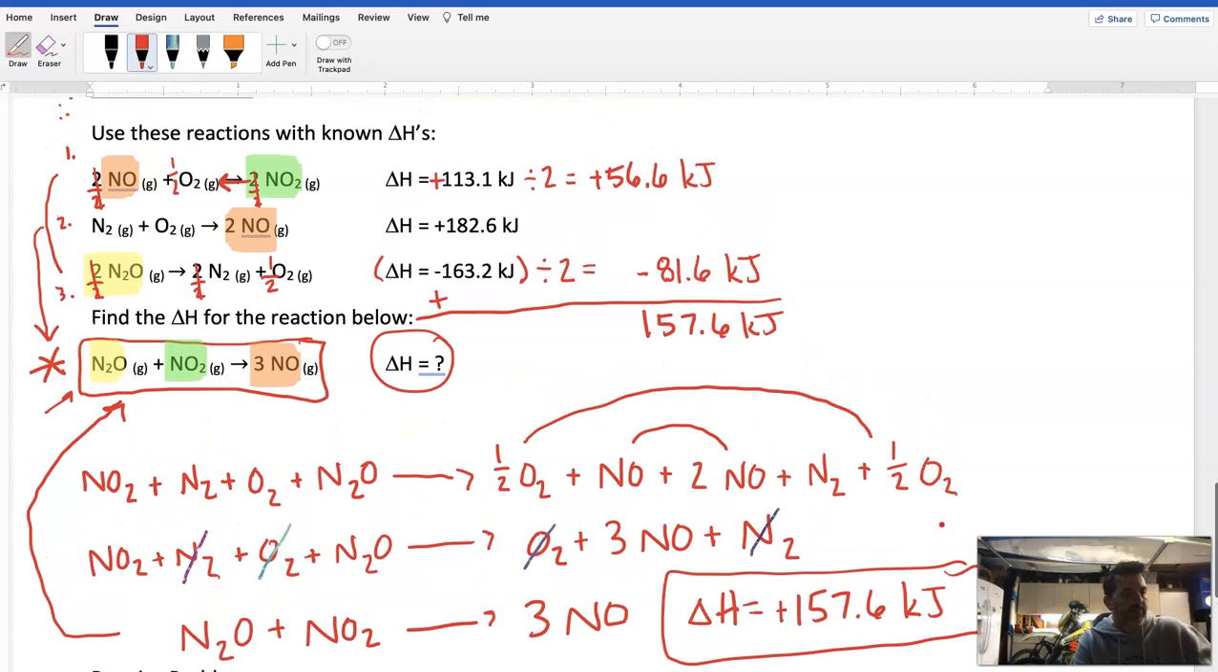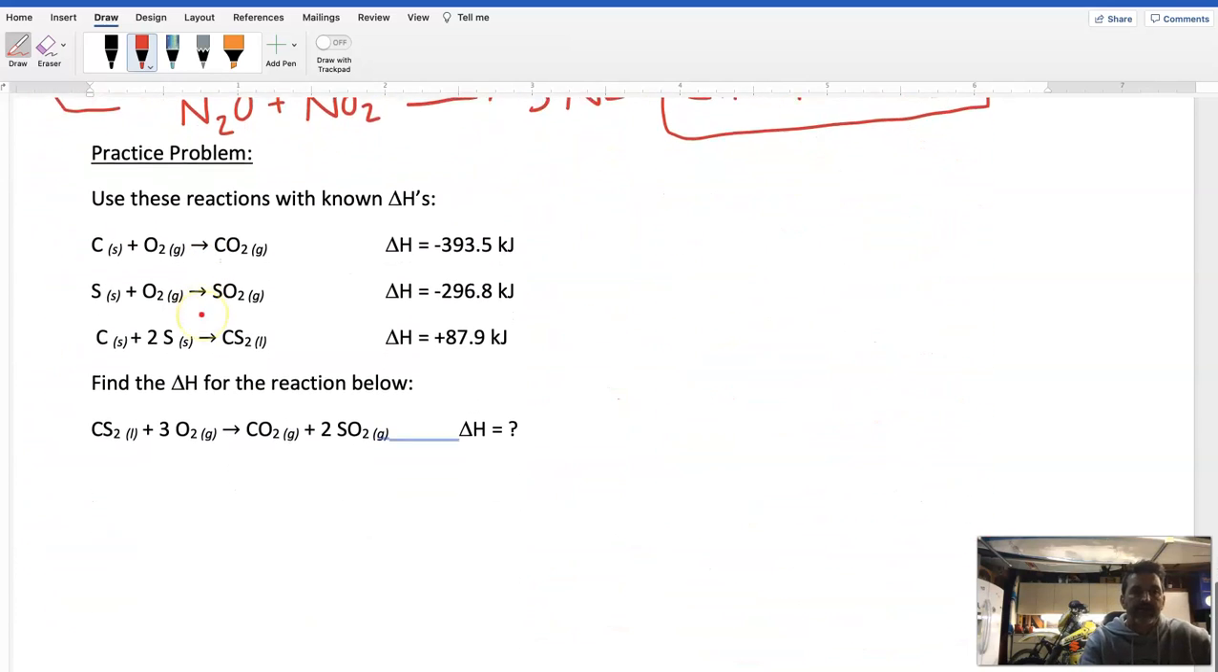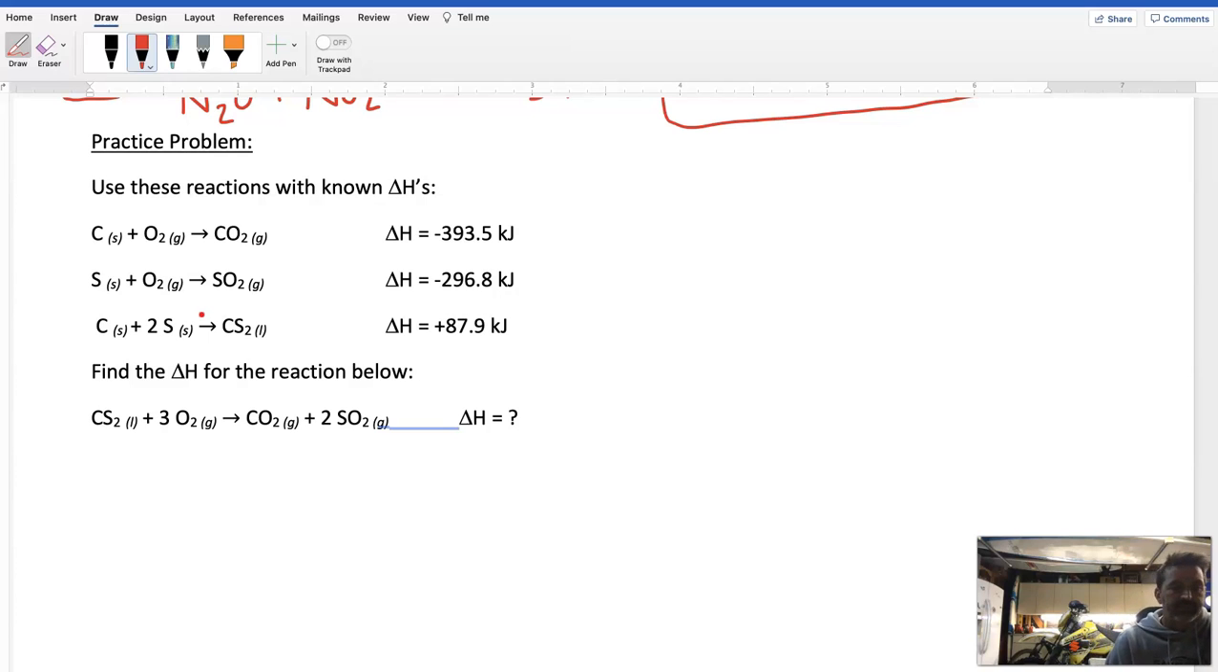So again, just to reiterate, for any of these type of problems, I want to figure out, how do I manipulate these equations so when I add them together, I get this final equation that they want me to get. Okay, so the practice problem is the same thing. You have three equations here, and then you have this equation that they want you to find. So what the question is asking is, how can I manipulate these three equations so when I add them together, I get this final equation here? And when you do that, you add up the delta H's, and that's going to give you your answer.